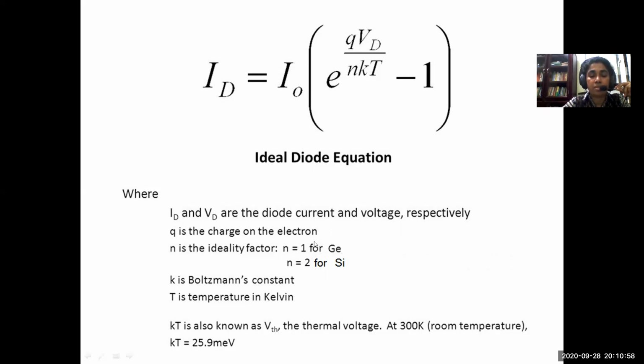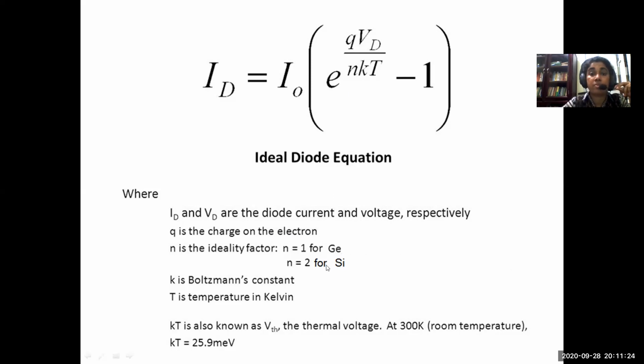And to make things simple in the calculation, we will take the ideality factor eta or N as 1 for germanium and 2 for silicon. It is only an approximation. In fact, it is a little higher than 1 for silicon and a little less than 1 for germanium, but we round that to 1 and 2 so that our calculations will be simple. So you have to remember this.